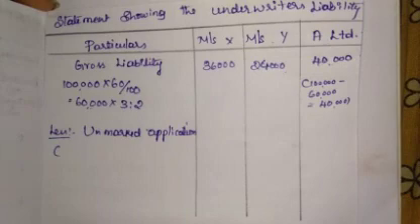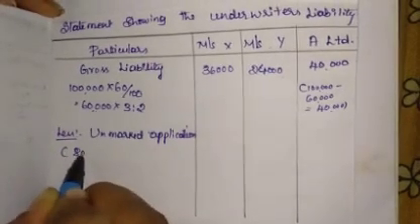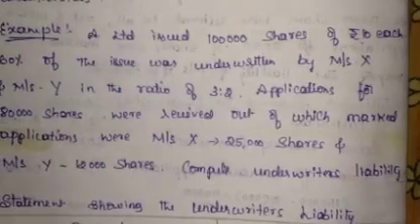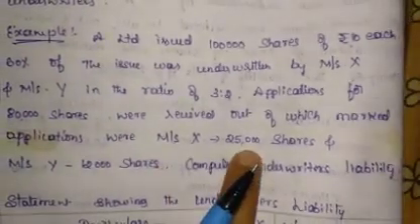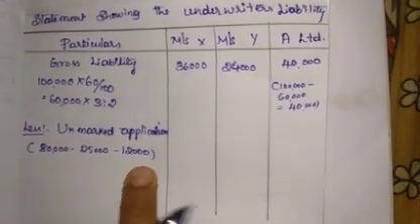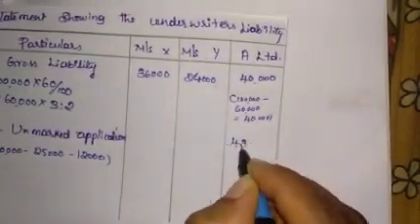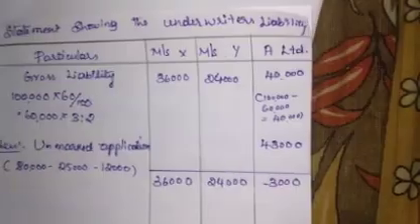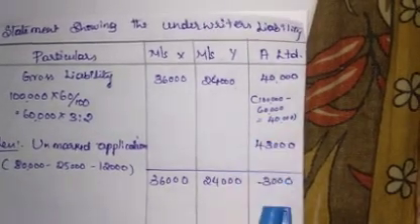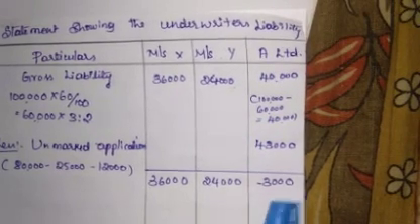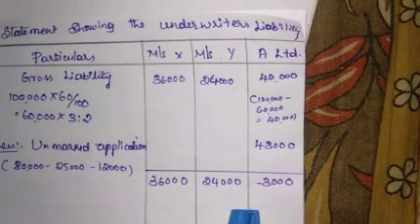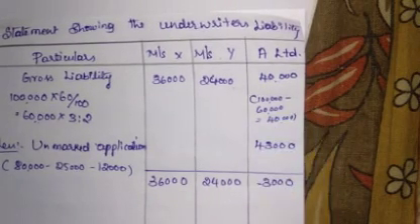Less unmarked application. Total application received from the public is 80,000. Less marked application. Marked application from X 25,000 and from Y 12,000. 80,000 minus 25,000 minus 12,000, that is 43,000. Credit is given to the company. So the balance is 36,000, 24,000 and minus 3,000. So we get a surplus under the company of 3,000. So we have to share this surplus among X and Y in order to reduce their liability, and we have to make the liability of the company nil.